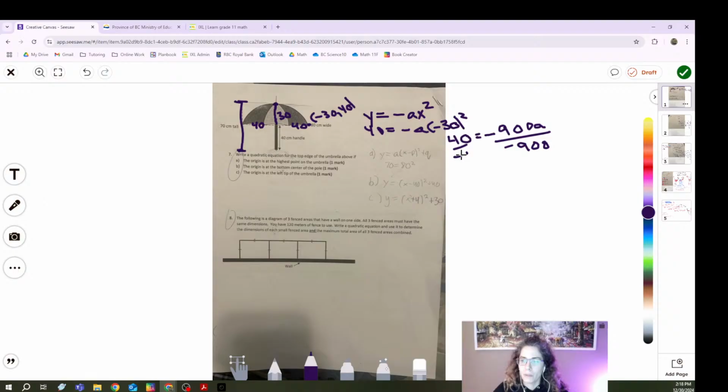Does that make sense? Plug in a number, yeah, yeah, exactly. So this is my origin, my new 0, 0. I needed to have a coordinate of X and Y to put in to solve for A.